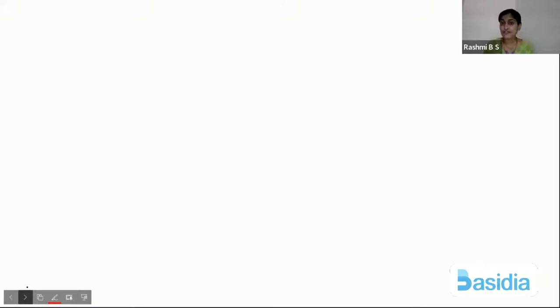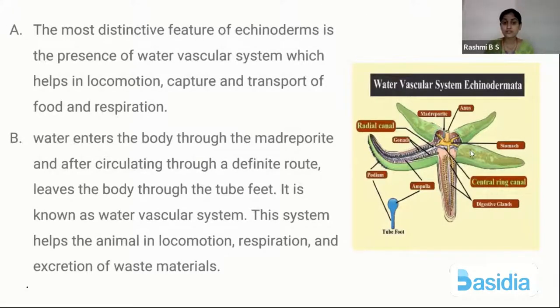And another important feature of echinodermata is the water vascular system. So from day one, you will think about this word, no? Water vascular system. What is water vascular system? You can see the cross section of echinodermata here. If you take a cross section, can you see?